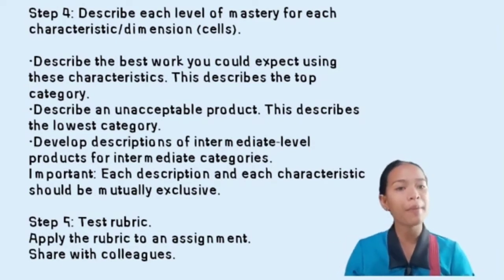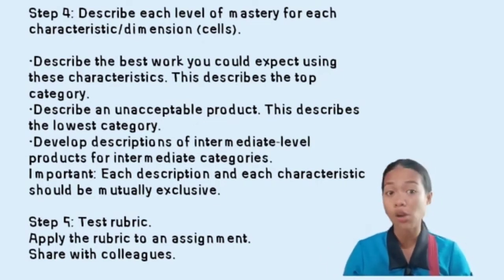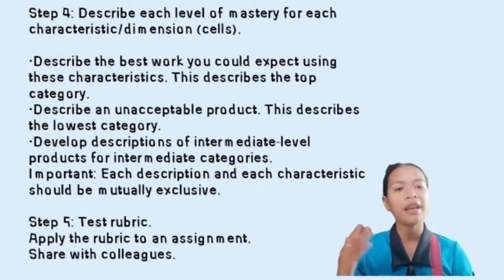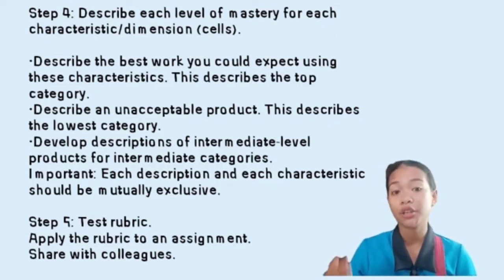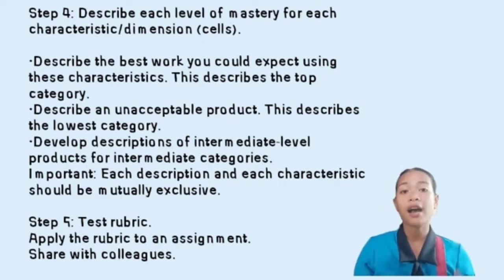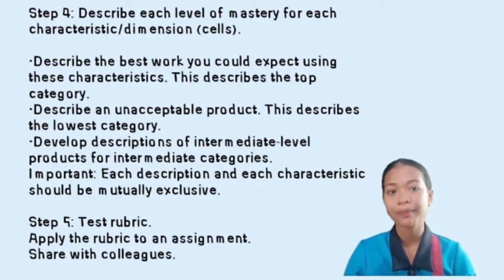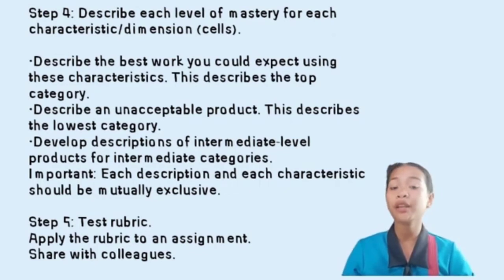Describe the best work you could expect using these characteristics. This describes the top category. Then describe an unacceptable product. This describes the lowest category. And develop descriptions of intermediate-level products for intermediate categories. Then step 5, test the rubric. Apply the rubric to an assignment or share it with colleagues.